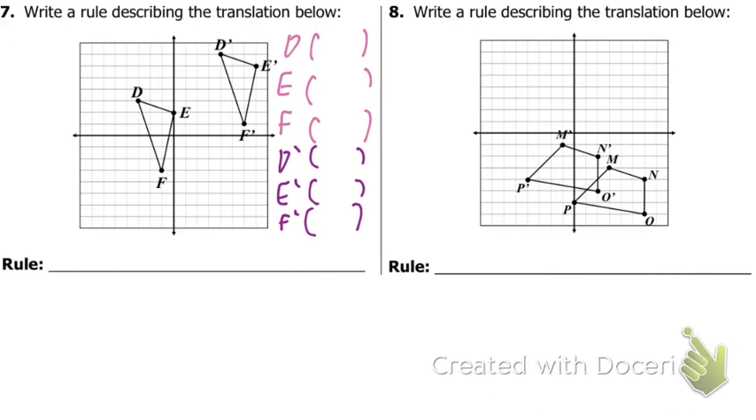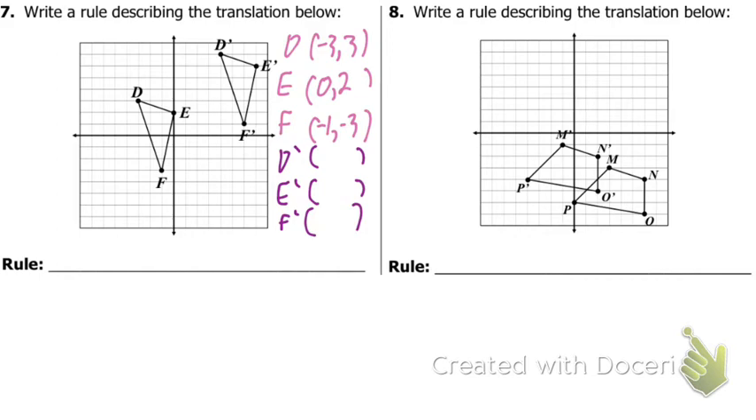So what point do we think D is at? What point do we see D at? Negative 3, comma 3. What point do we see E at? 0, comma 2. What about F? Negative 1, comma negative 3. Okay, what about the primes now? We got the originals. What about the primes? Where was D prime at?